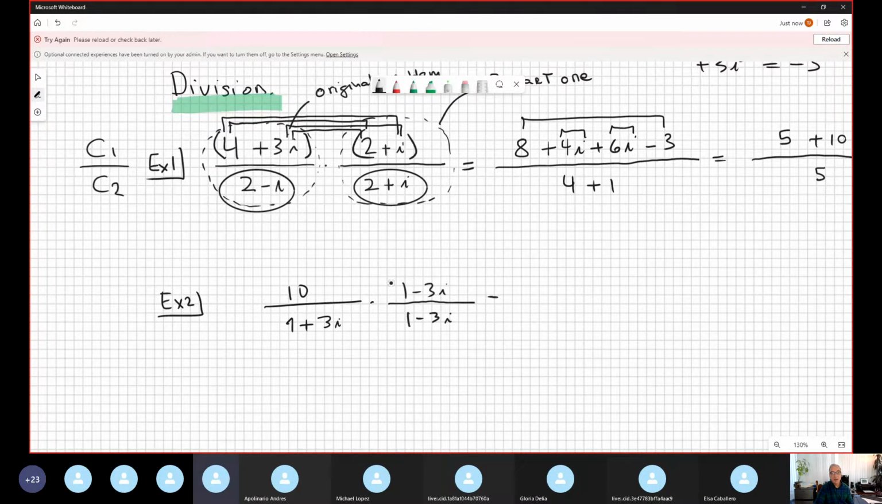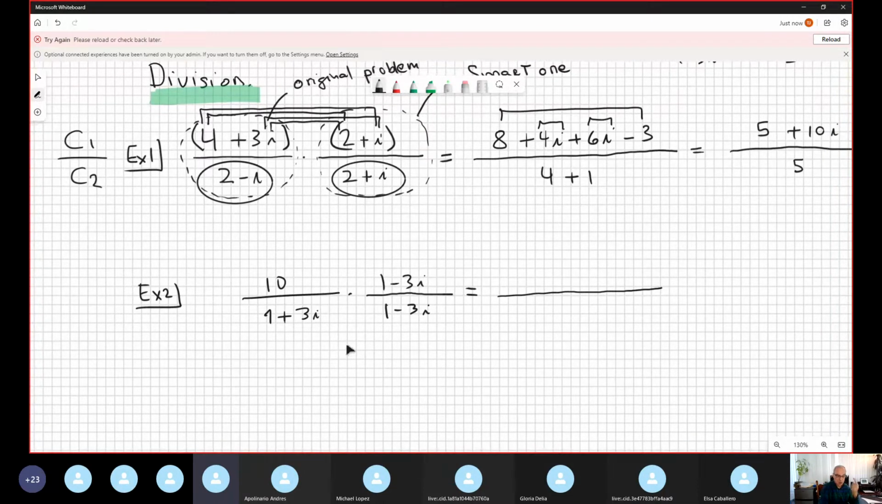Okay, I need help. Let's do the top part first. Who helps me with the top part? Is it FOIL or the distributive property? Because it's a monomial. Look, 10 is only one term, not a binomial. Multiplied by a binomial, then you apply distributive, no? 10 times 1, 10 times 3 is 30, minus 30i.